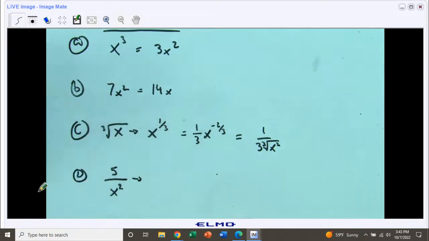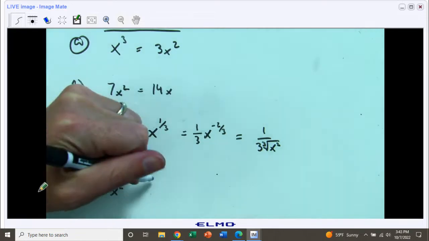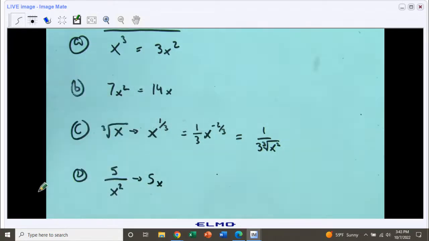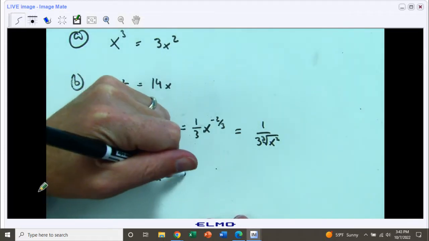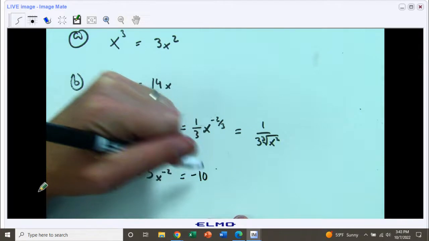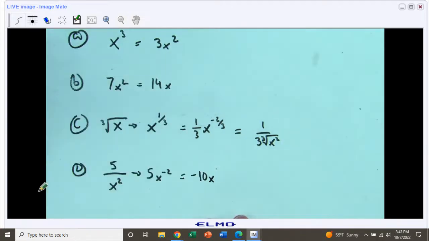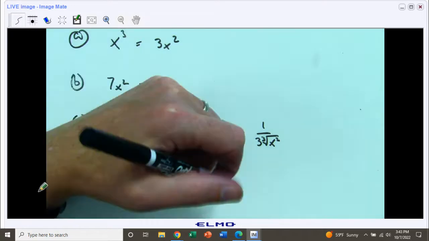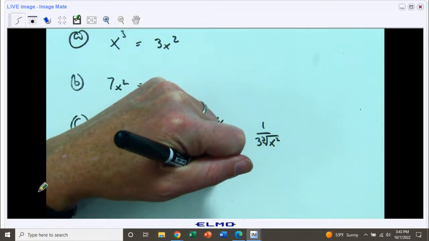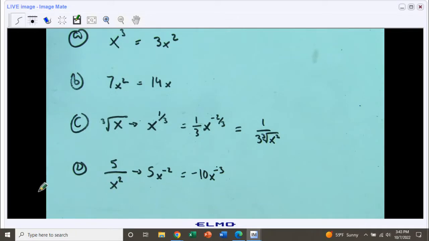So we can rewrite 5 over x squared as 5 being multiplied by x raised to the negative 2 power, right, when it's down there. Okay, so now that it looks like this, we can use the power rule. Multiply the negative 2 times 5 and get negative 10. And now be careful here. I'm going to take away 1 from negative 2. So that goes down to negative 3. Okay, so we have negative 10 times x raised to the negative 3rd power.